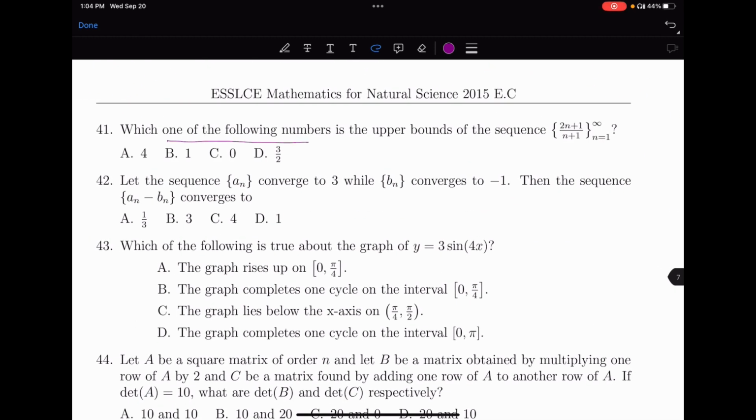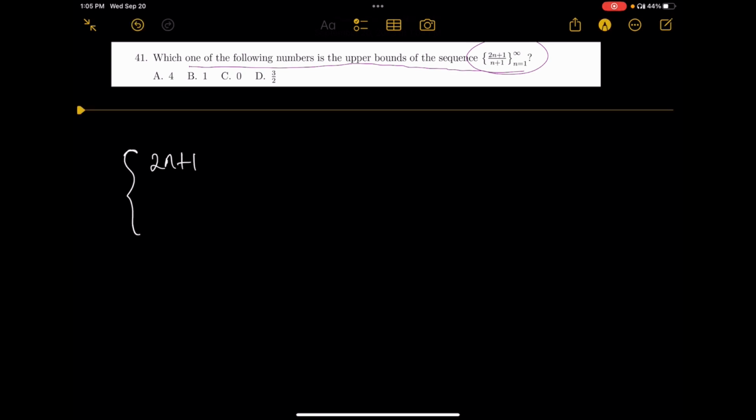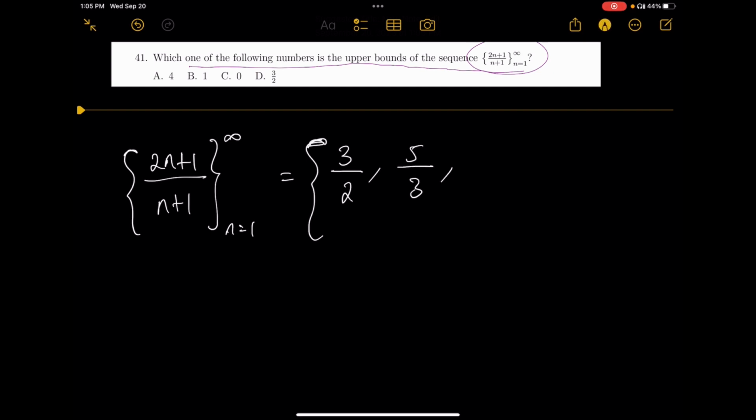Question 41: which one of the following numbers is the upper bound of this sequence? We are looking for an upper bound. The sequence is (2n plus 1) over (n plus 1), for n running from 1 up to infinity. When n is 1, it is 3 over 2. When n is 2, it is 5 over 3. When n is 3, it is 7 over 4, and it goes on without end. 3 over 2 is 1.5.